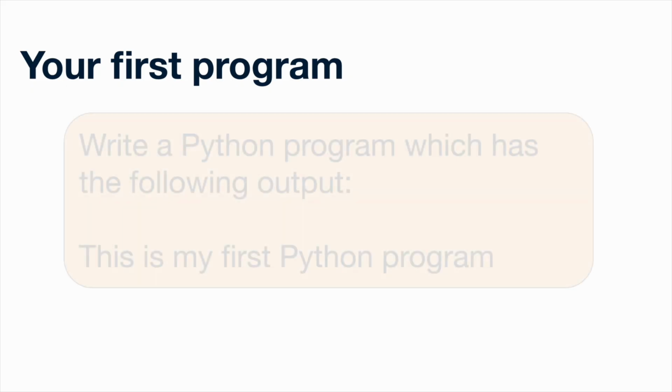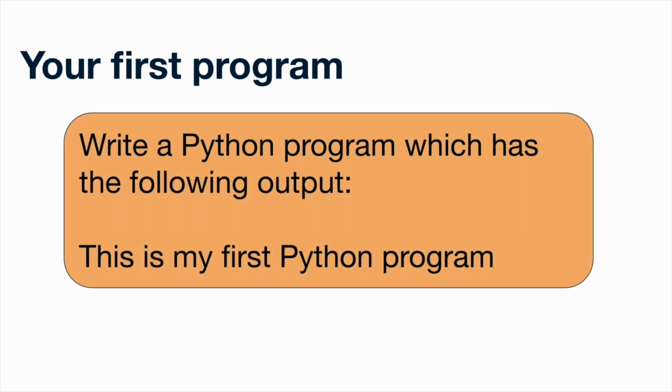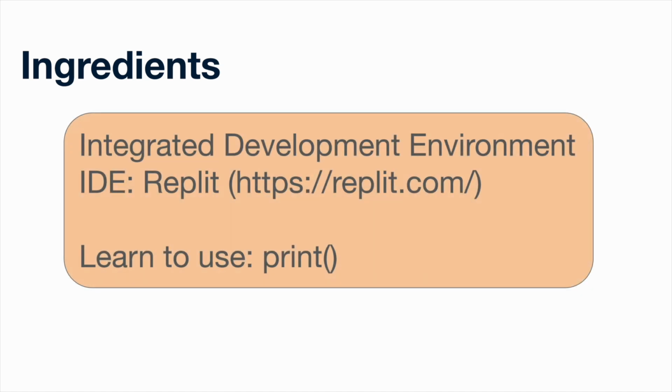And imagine that the first program you want to write in Python is where you just have a very simple output which says, this is my first Python program. That's it. So if that is what we wish to do, we need two ingredients. Number one, we need an IDE. We've talked about what an IDE is, and we've also said that for now, we will be using Replit. So you need an IDE. But then you also need to learn how to use print. So first program, but we need two ingredients, an IDE and learn how to use print.